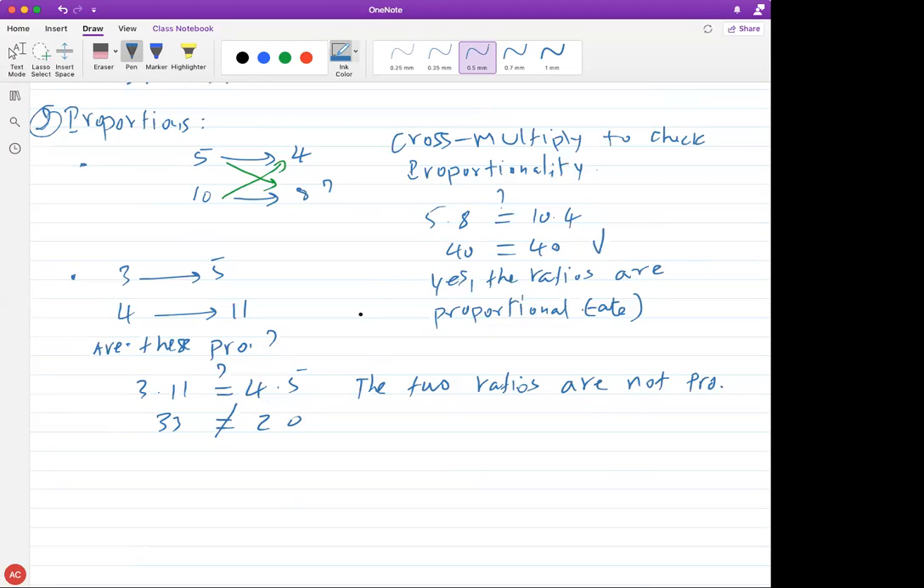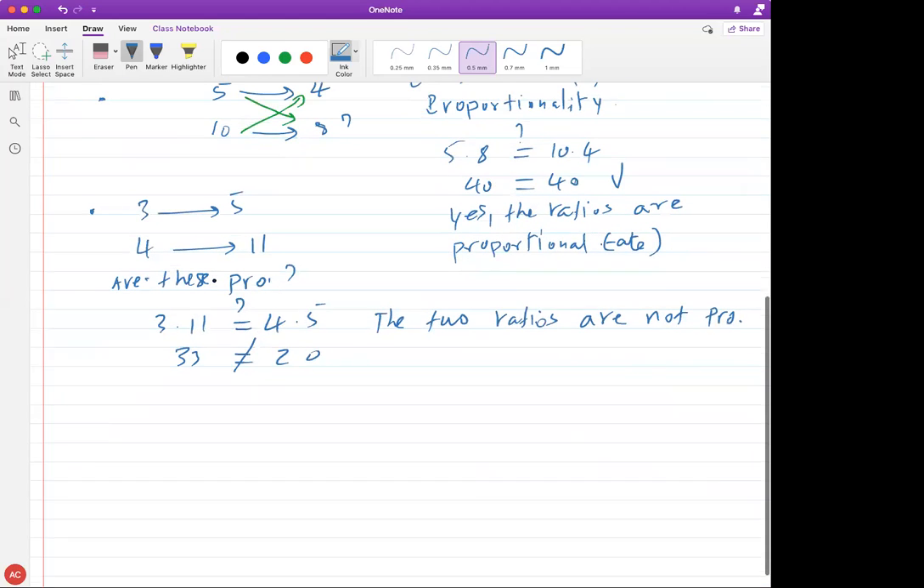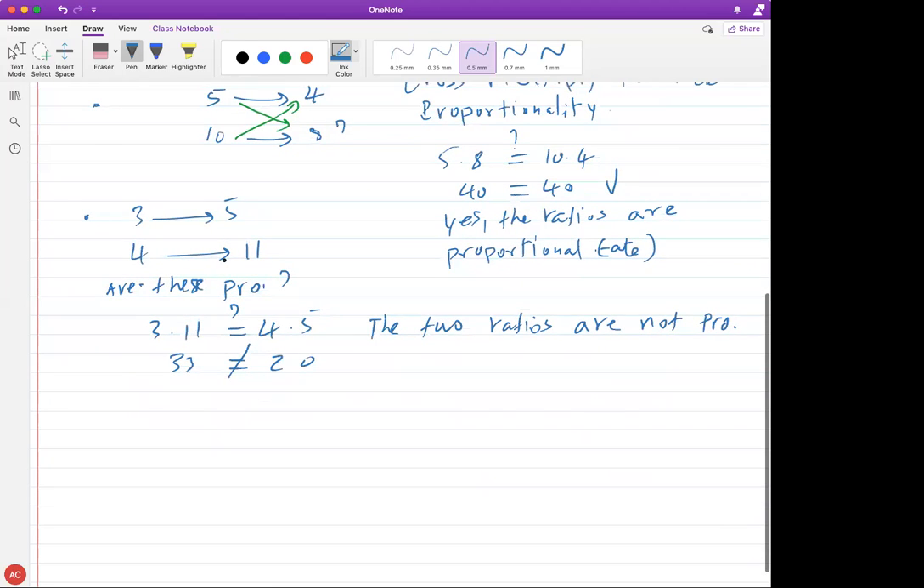Okay, that's basically how you figure out whether two ratios are proportional. A proportion is made of two ratios. So you have a ratio, and you have another ratio. In order for this to be a proportion, the cross multiplication must be equal. Otherwise, the two ratios are unrelated, they have nothing to do with each other, because there is no equality when you cross multiply them.